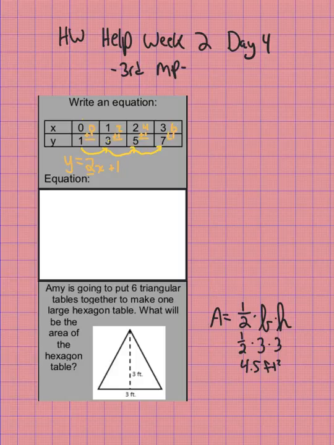But remember, that's only one triangle piece. So that's actually not our final answer. Remember, up in the problem, it says Amy is going to put 6 triangular tables together. So what you have to do then is take that 4.5 and multiply it by 6. Or you could add 4.5 six times if you want to, but that's going to be kind of weird. And if you do that, 4.5 times 6 is 27. So our final answer for the area of the hexagon table is 27 square feet.